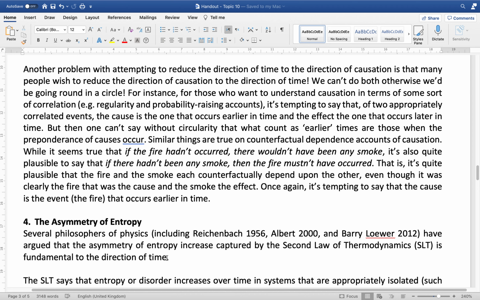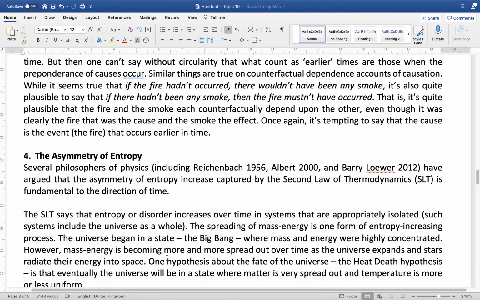So crucially, the way that cause and effect are distinguished is by time, so the cause is the one that occurs earlier. And it's not just Hume's account, but many accounts of causation seek to reduce the direction of causation to the direction of time. And the problem is, obviously, that would be circular if we also sought to reduce the direction of time to the direction of causation. Okay.